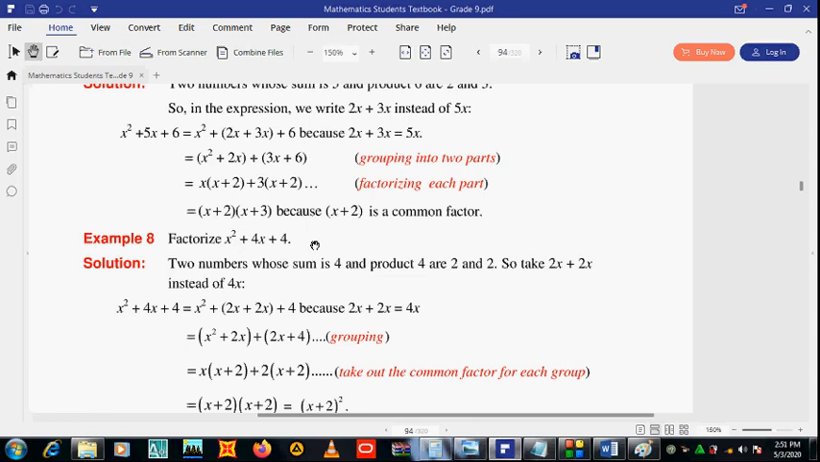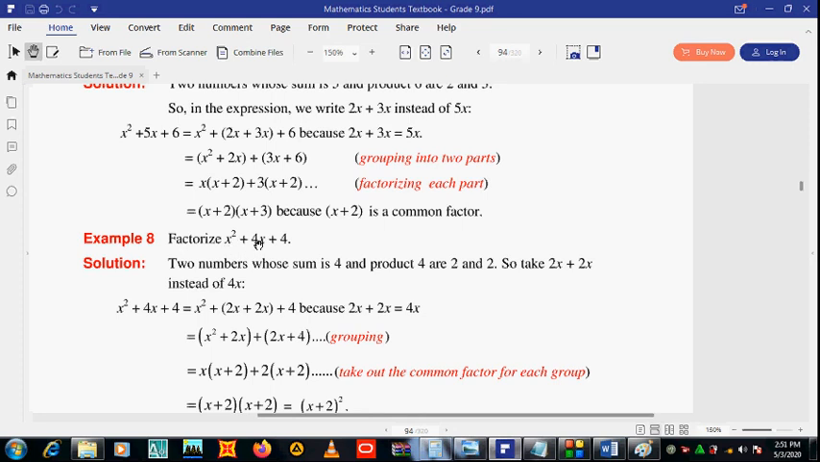This two is very easy. 2 plus 2 is 4, 2 times 2 is 4. Then the numbers whose sum is 4 and product is 4 are 2 and 2. So we take 2x plus 2x instead of 4x. We substitute 2x plus 2x instead of 4x.